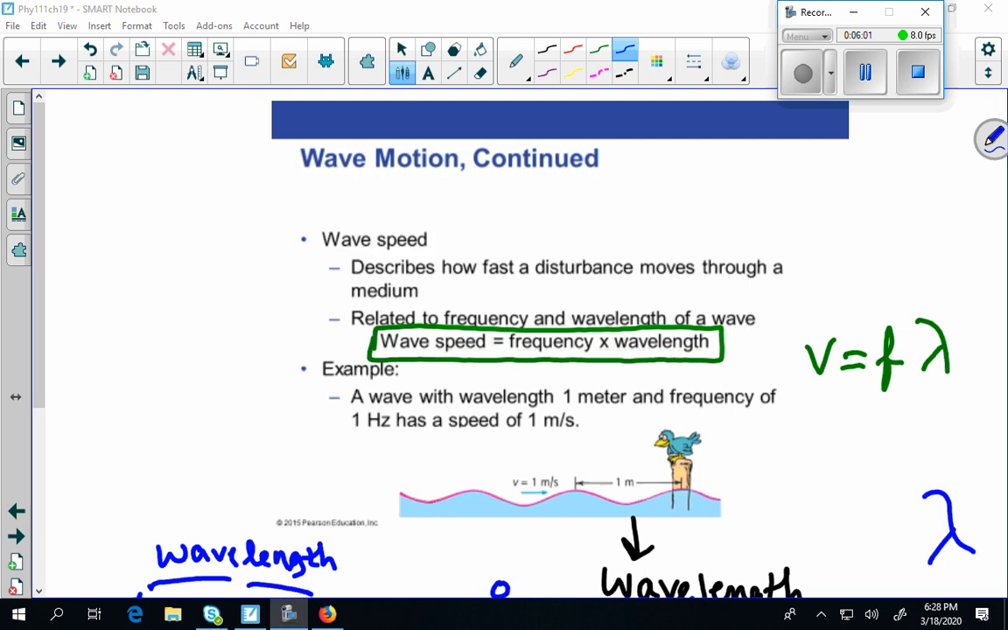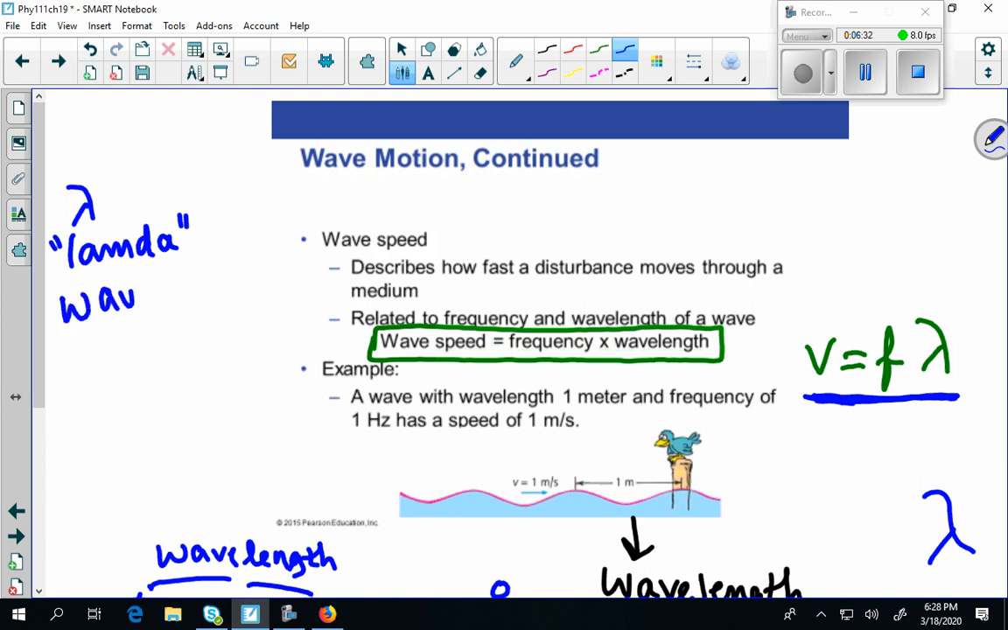So your wave speed, this is a very important equation. You're going to see it a lot. The wave speed is equal to the frequency times the wavelength. And that's what I've written out here. We're using v for velocity or speed, f for frequency, and lambda means wavelength.